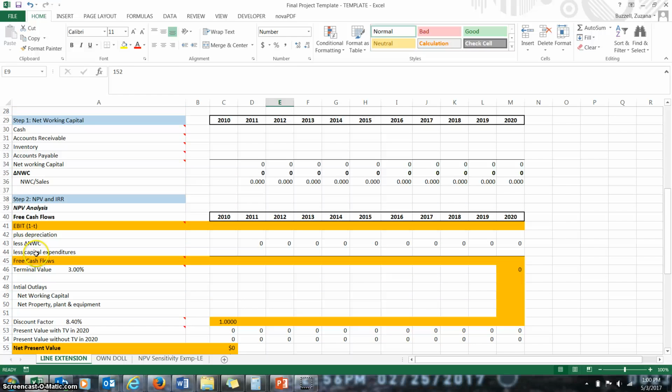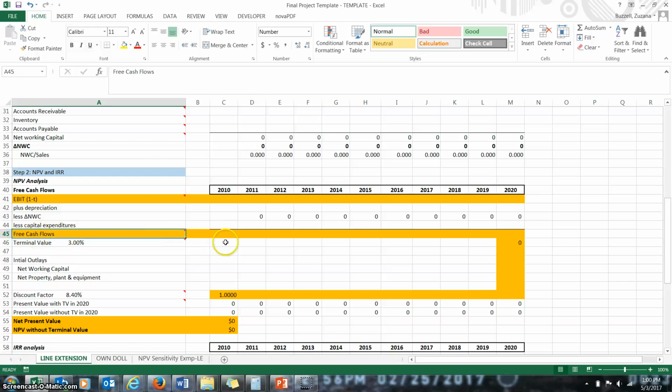Then you have less your capital expenditures. Do you have your capital expenditures? Of course you do. And then you arrive at your free cash flows. What is free cash flows? Free cash flows is EBIT times 1 minus T, plus depreciation, less your capital expenditures. Okay, so that's your free cash flows.